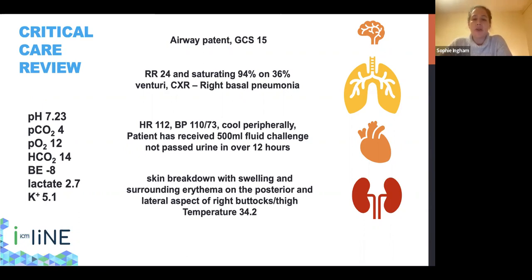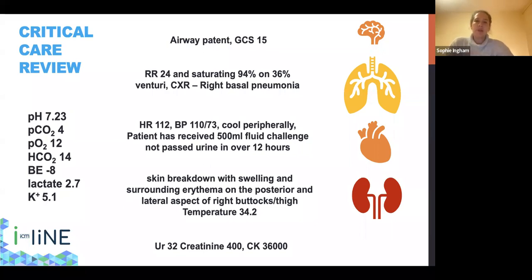You then examine E, and you see that she's got some skin breakdown and some swelling and redness on the posterior and lateral aspect of the buttocks, and she's hypothermic. You do some bloods, as you suggested, and it shows that she's got an elevated CK and a raised creatinine of around 400 and a raised urea of 36. Her white cells and CRP are also elevated.